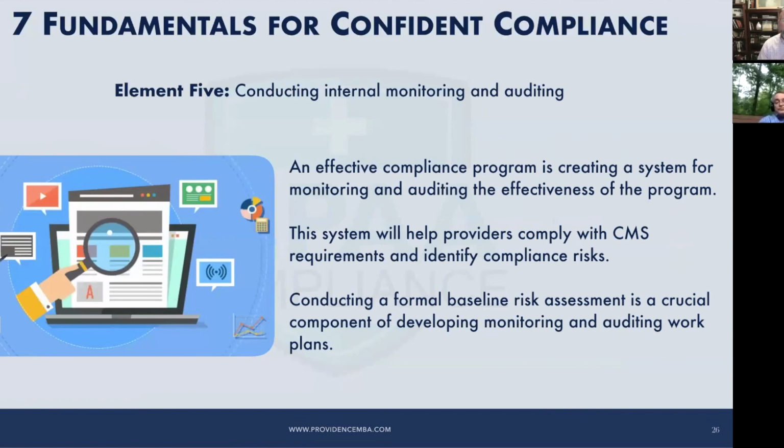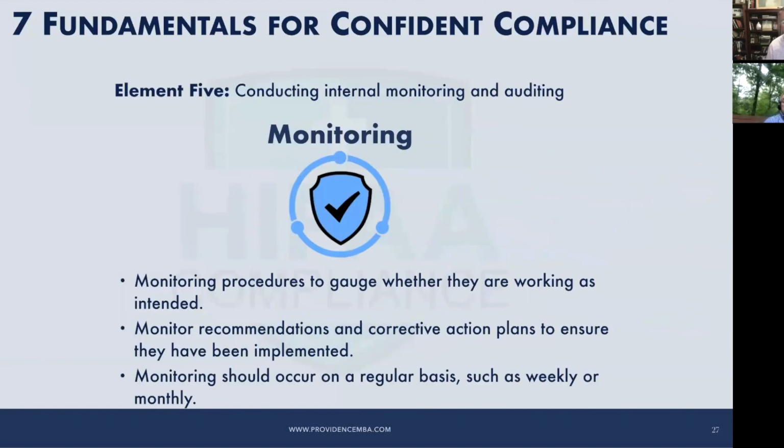And that's why we want to talk about internal monitoring and auditing, because this goes hand in hand with that. In your effective compliance program, when you're creating your system for monitoring, it has to comply with everything we've talked about so far. Remember, if you see an issue, it's your responsibility to deal with it. But ignorance is not bliss either. And that's why sometimes you might be thinking about having a third-party group that can come in and help you out with both of these.